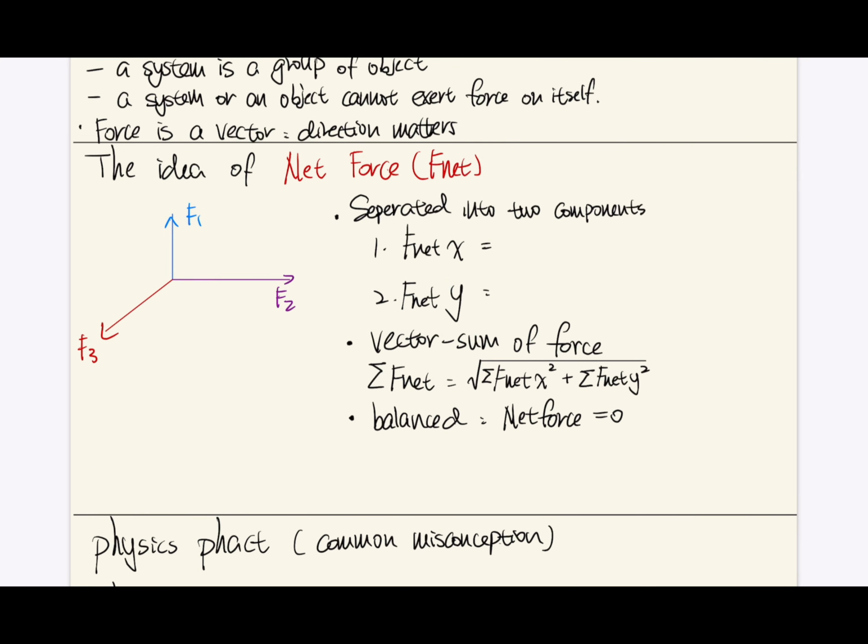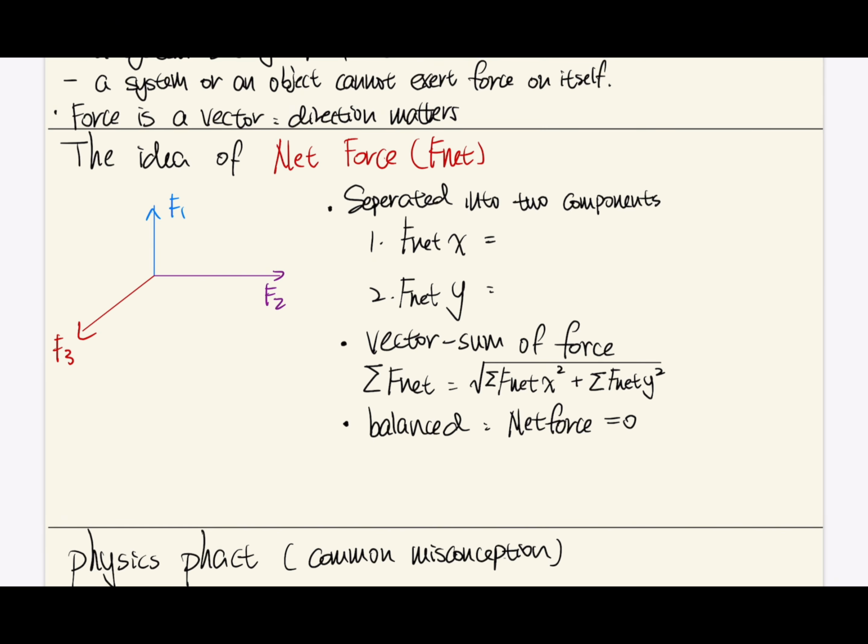And it's obvious that F1 is just the vertical component and F2 is a horizontal component. But F3 is a little bit tricky because it has both horizontal and vertical components. So what we can do is we can draw out F3y and F3x to represent each component.